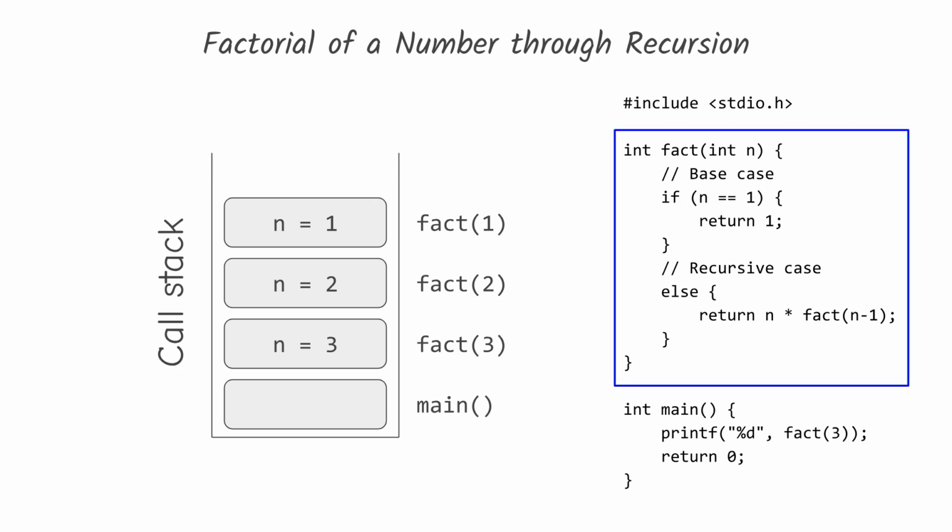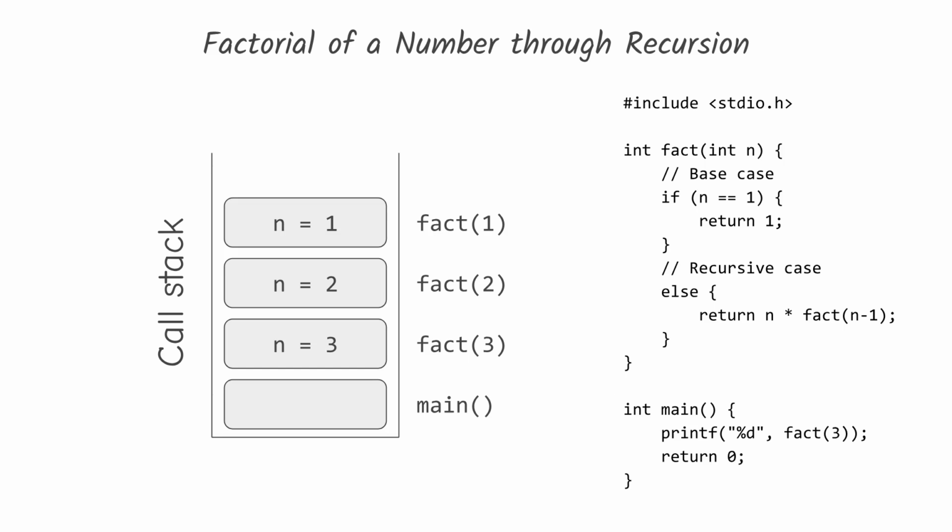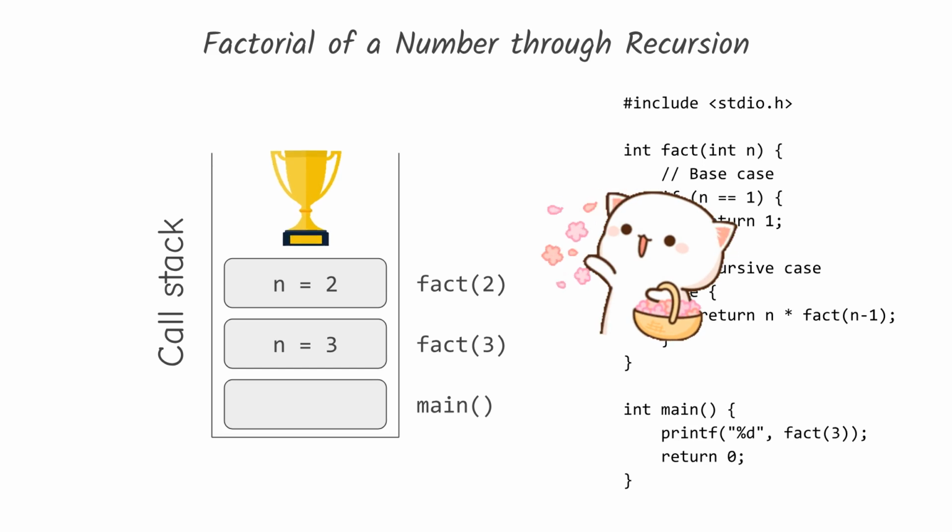This means n is equal to 1. This time the base condition is satisfied, and hence value 1 will be returned to the caller of fact(1), which is fact(2). Therefore, at this moment, the activation record of fact(1) is deleted from the stack, and hence the new top of the stack is fact(2).